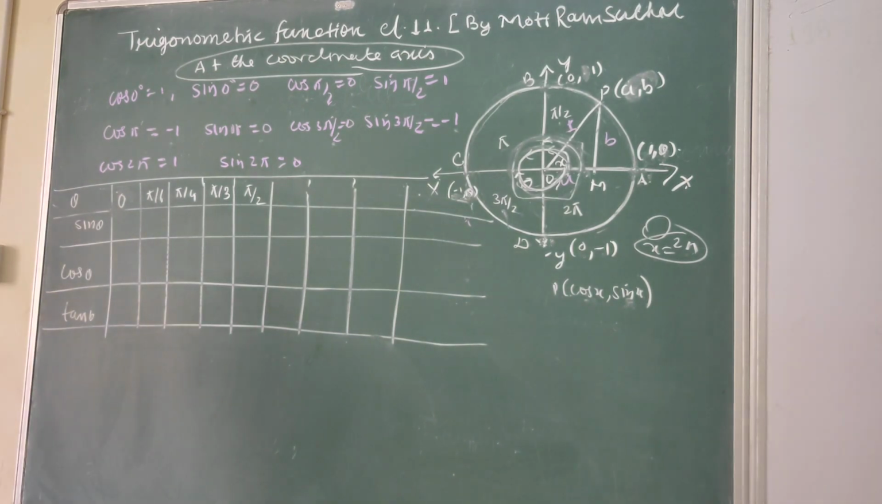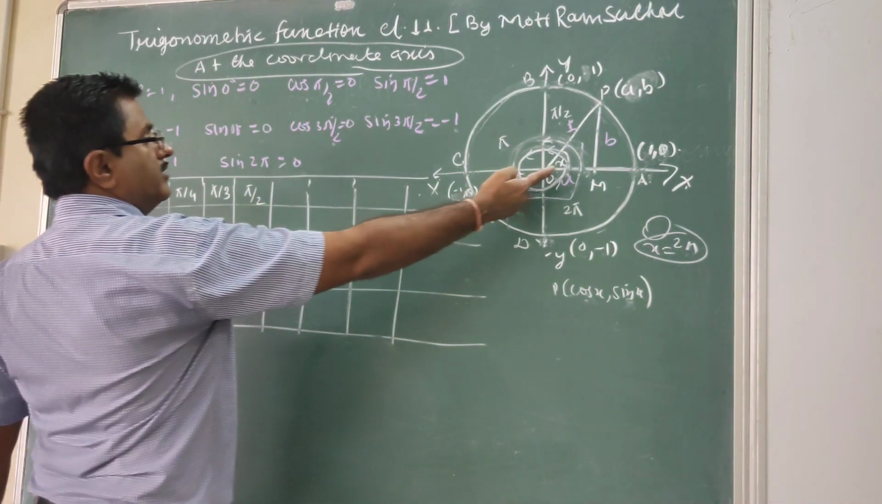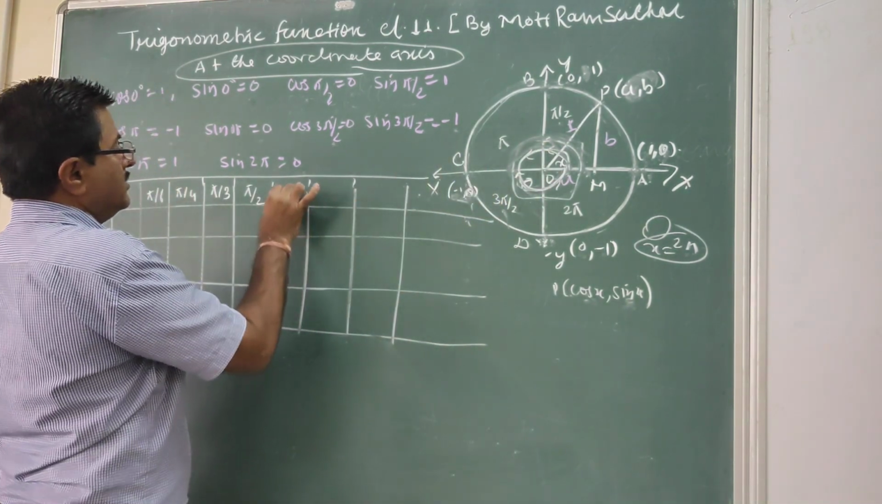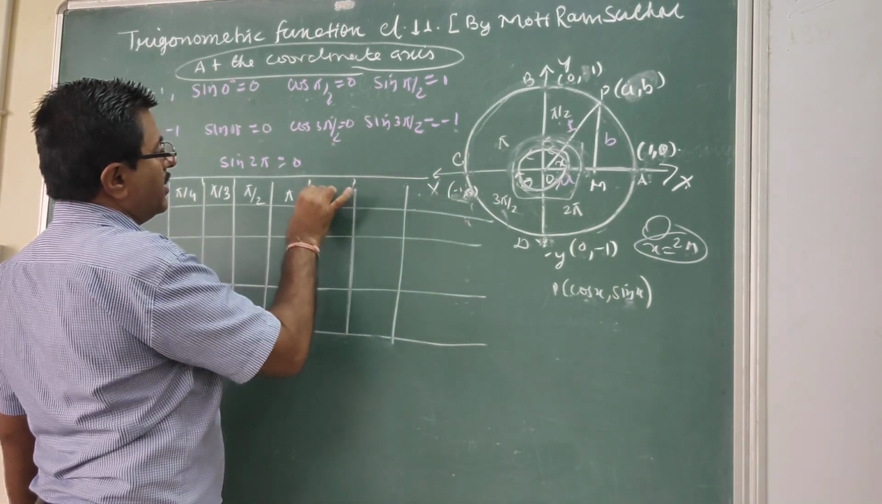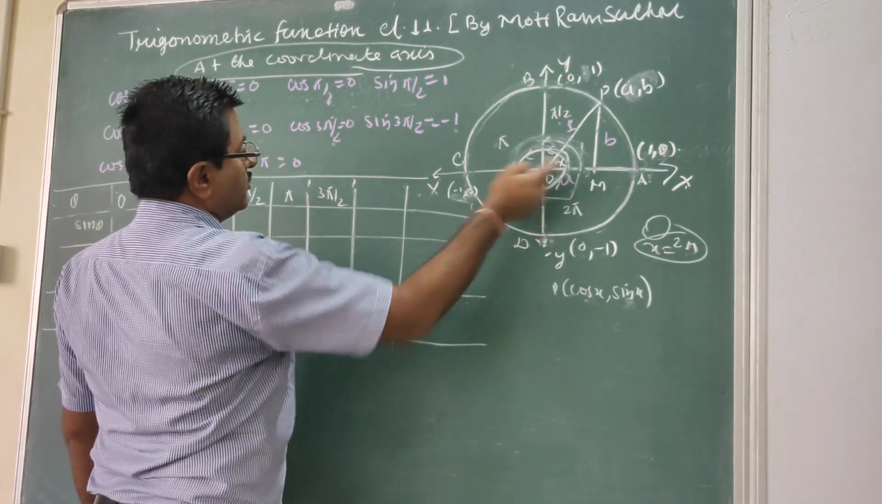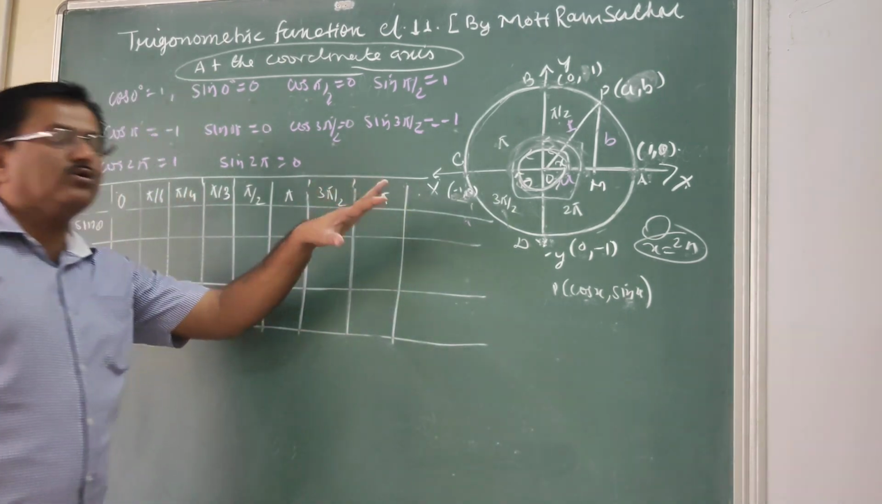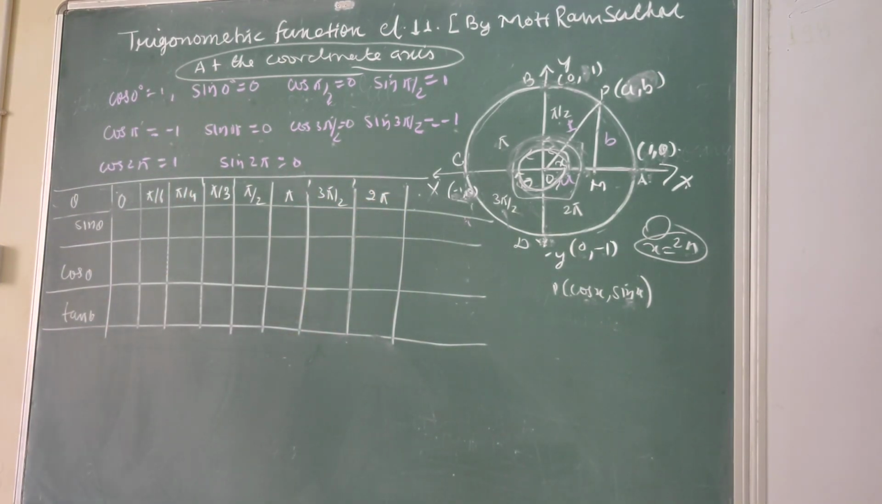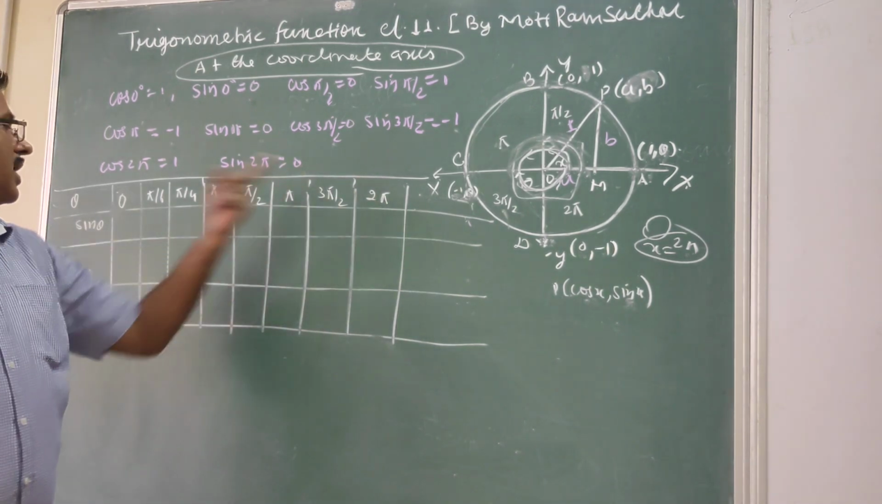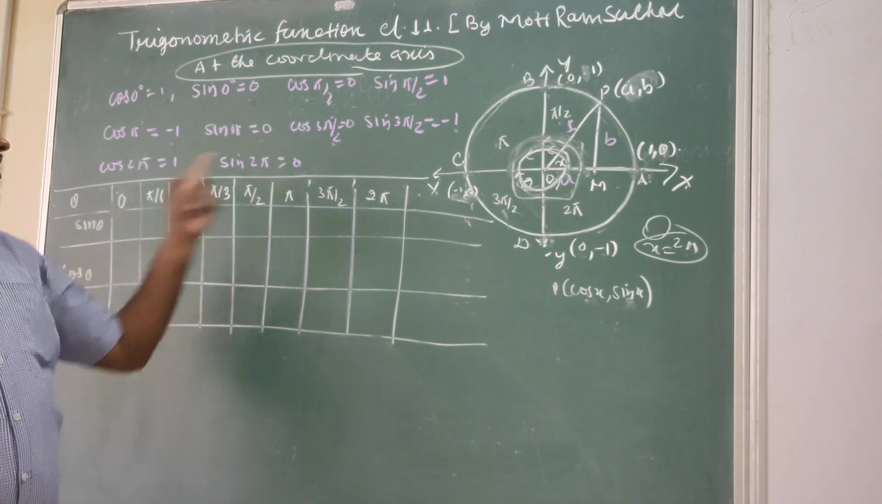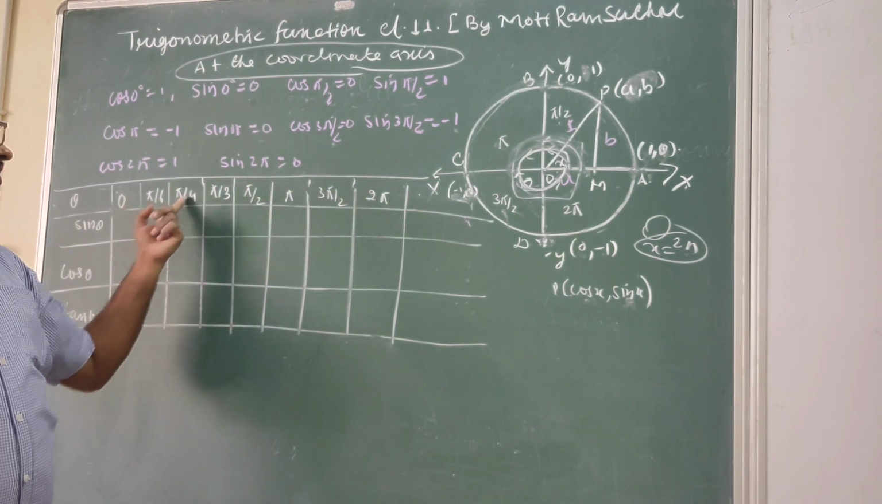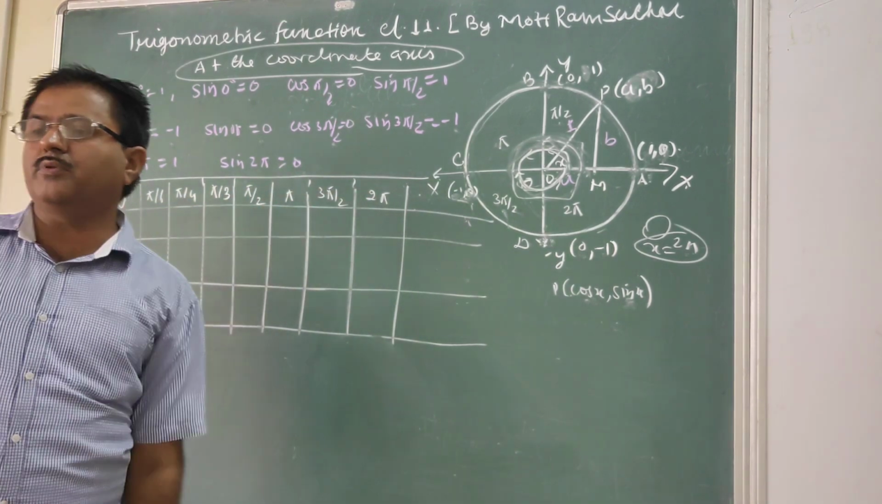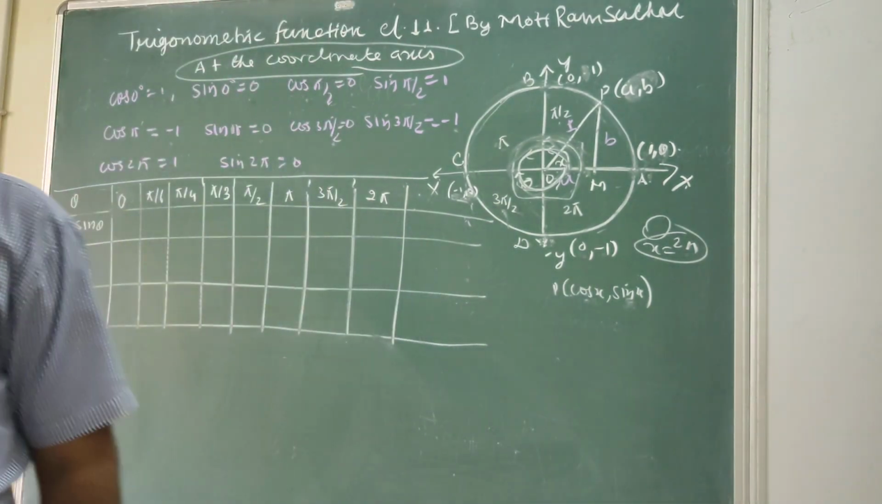Now after pi by 2 we take some more angles in the circle, that is pi. After pi by 2 we have pi. After pi we have 3 pi by 2. After 3 pi by 2 it is 2 pi. Now after 2 pi we are not taking, because after 2 pi the values are repeated. Means 2 pi plus 0 gives this value, 2 pi plus pi by 6 this value, 2 pi plus pi by 4 this value. So after completing one round all values will be repeated.